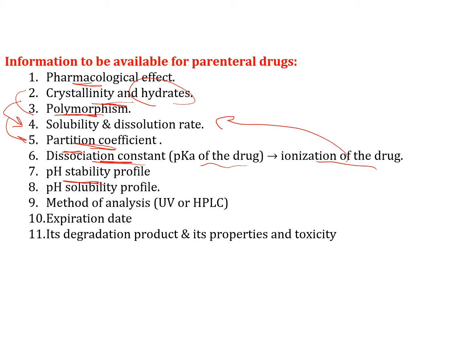pH stability profile: the effect of pH on drug stability, the effect of pH on drug solubility, which pH you will choose for your formulation or for your product, pH 7 or 3 or 10. It depends on the effect of pH on drug stability and solubility. Method of analysis: you have to analyze the drug either by UV or HPLC, high performance liquid chromatography, or by any other way. You have to decide which one is more accurate and precise and reliable.